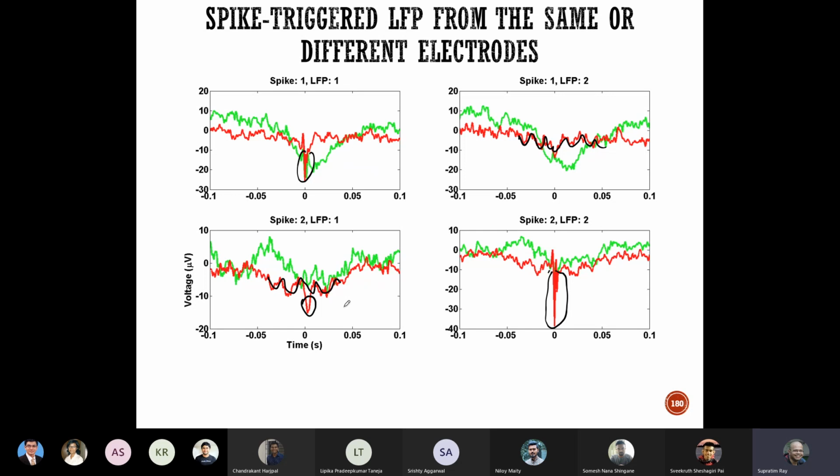Okay, and now you can compute the Fourier transform of the LFP, the FFT of the ST-LFP, the spike-triggered LFP. And if it shows some peak at 40 hertz, let's say, then you would say that spikes are occurring at a particular phase of the LFP at 40 hertz. Okay. Any questions on this? Is this fine?